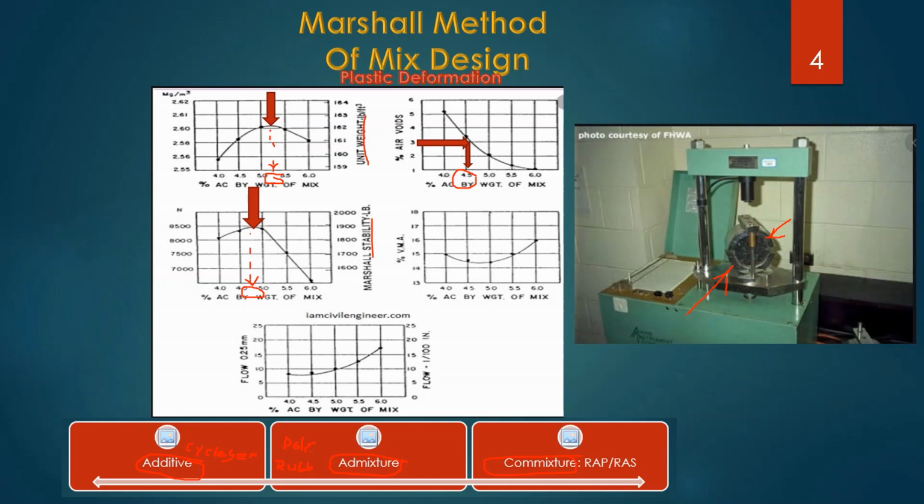That method was discontinued by the Federal Highway Administration in the past few years, and the main reason is the additives that we add to the binder itself, to the asphalt cement itself, or the admixtures that we add to the mixture itself, or we add some co-mixtures. So those three components made the Marshall mix obsolete. So it's no longer in the spec.